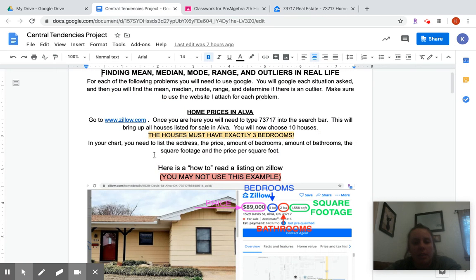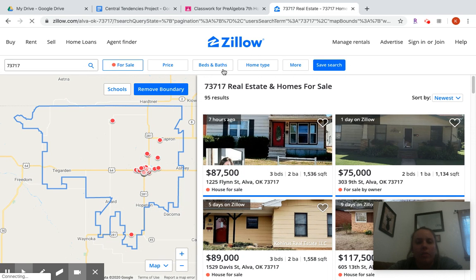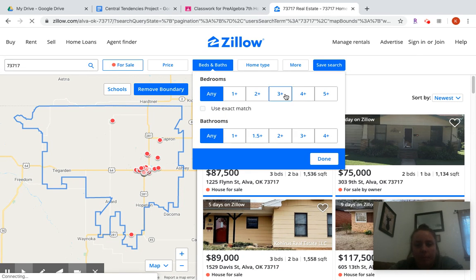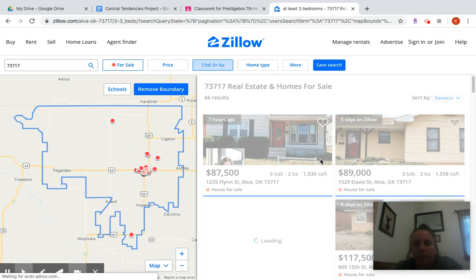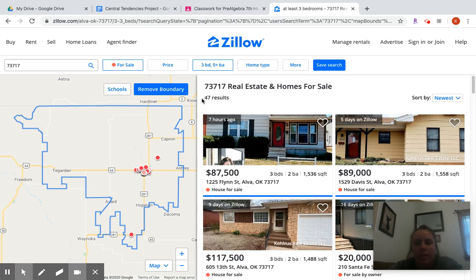But in your project, I specified that I really want you to use a house that has exactly 3 bedrooms. So to find those, you're going to go to Beds and Baths, hit 3, use the exact match. Okay, and now that's going to pull up 47 results for 3-bedroom homes for sale in Alva.